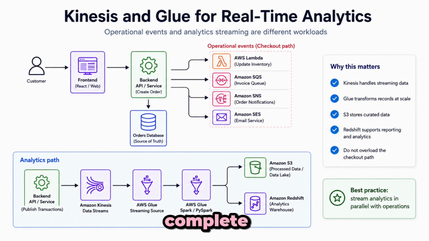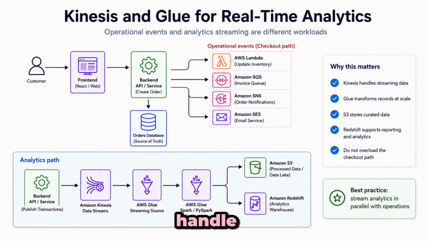First, look at the center. We now have our complete design: customer, front end, backend, database, EventBridge, asynchronous consumers, and the analytics pipeline underneath. But as a lead architect, drawing the architecture is only the beginning. I start on the left with bottlenecks.